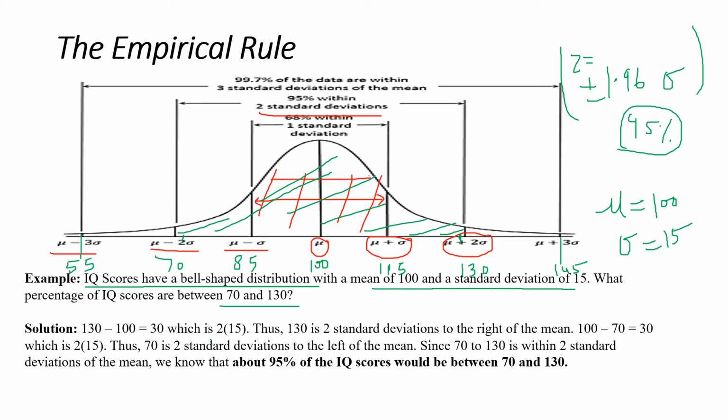I am interested in what percentage of my population will lie in the range of 70 to 130. That is the range of my 2 sigma, and I know around 95.3% of data will lie within 2 sigma. So I can say around 95% of IQ scores would lie between 70 and 130. That's how we can apply the empirical rule.